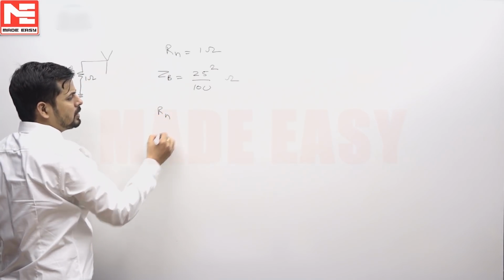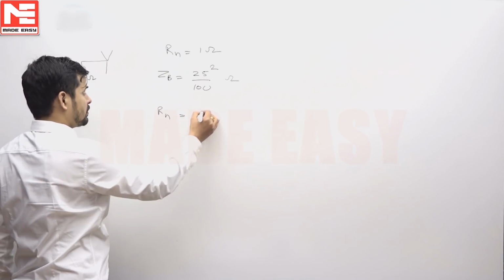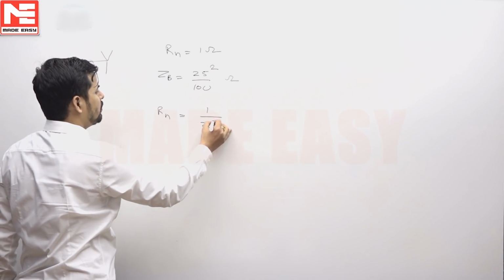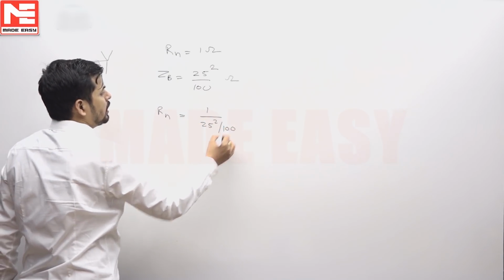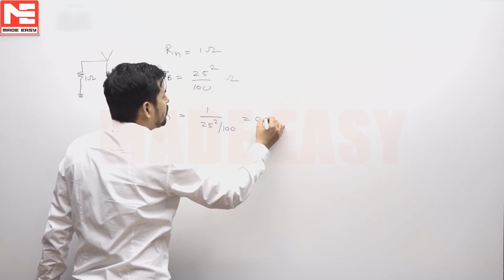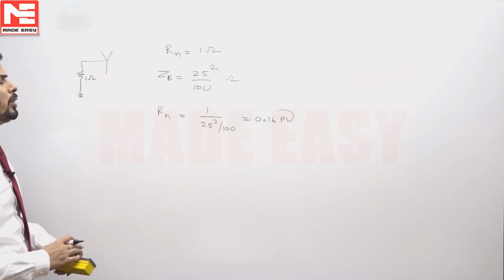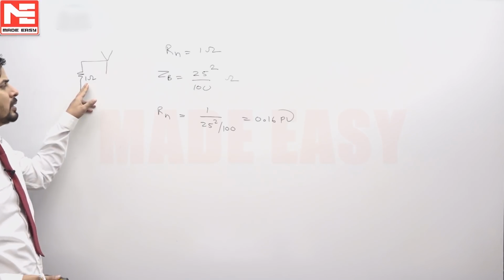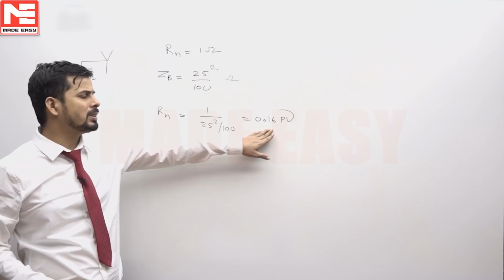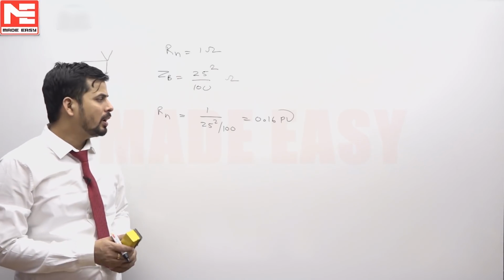So what is the per unit value? This is 1 divided by 25 whole square by 100, which is 0.16 per unit. So the 1 ohm grounding resistor has the per unit value of 0.16 for this system.